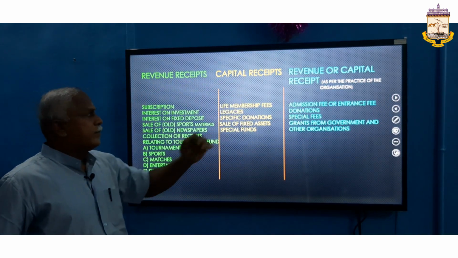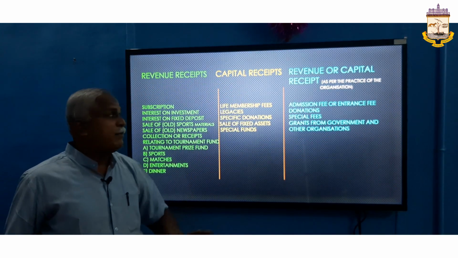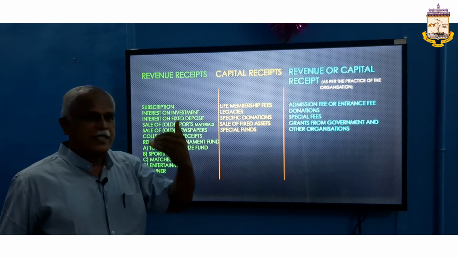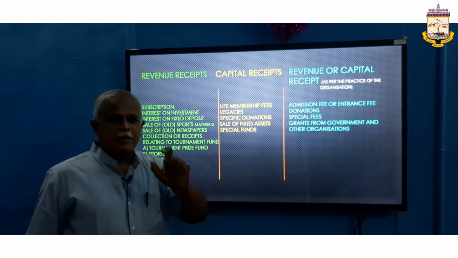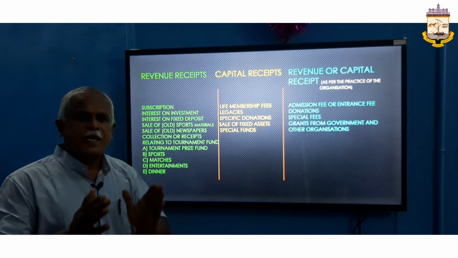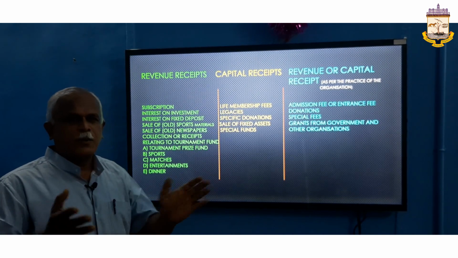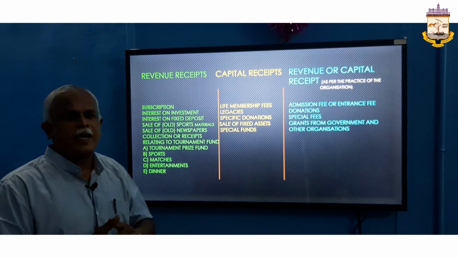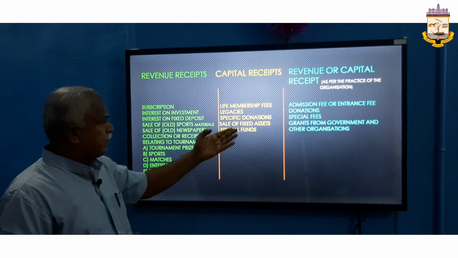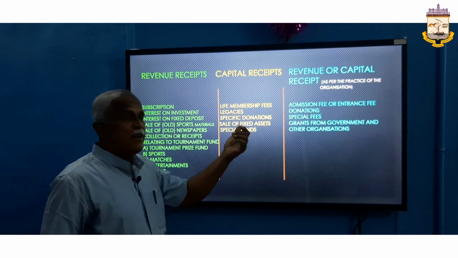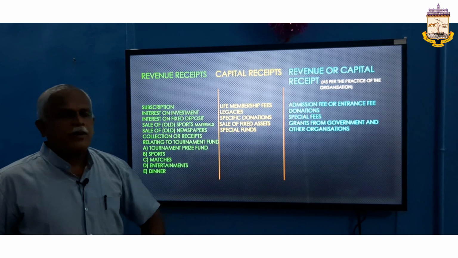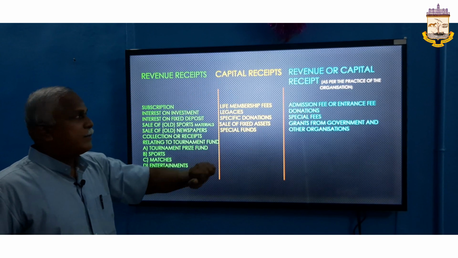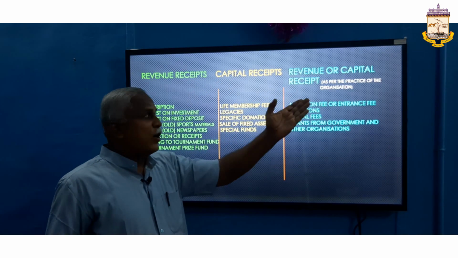Capital receipts: life membership fee, received only one time; legacies received from the donors; specific donations, sometimes donations received to meet particular sports. In a sports organization, somebody may donate money to promote a particular sport. Also sale of fixed assets, and special funds which are meant for particular purposes. They are called capital receipts, which change according to the usage.